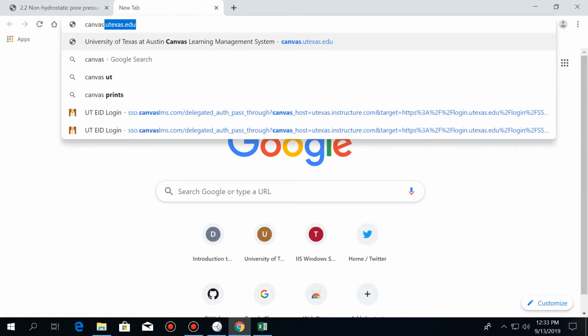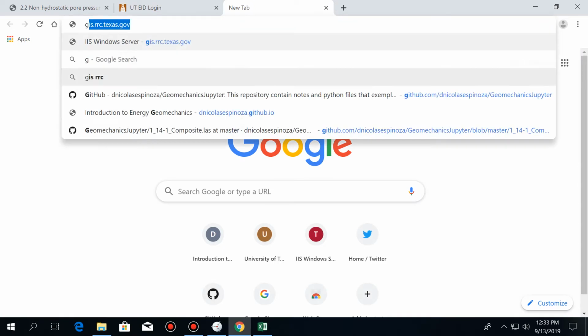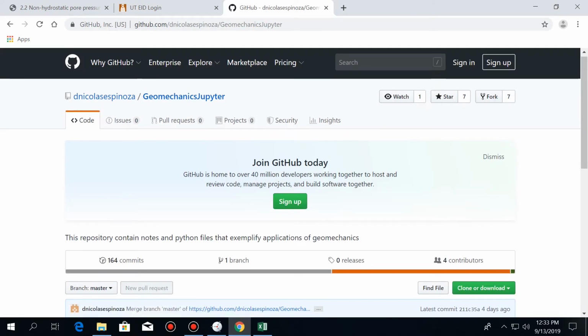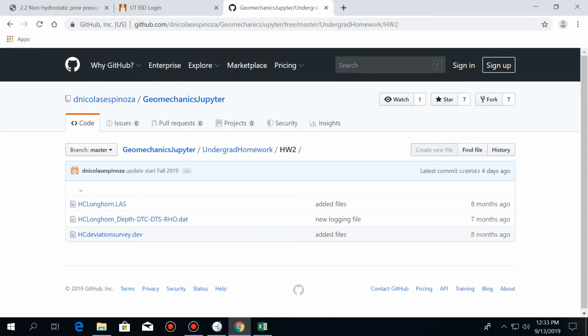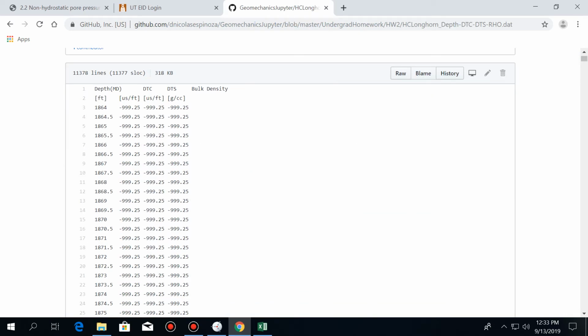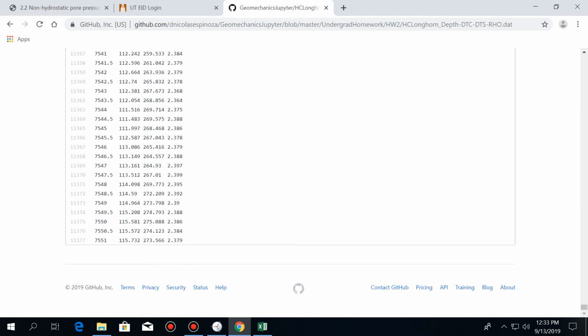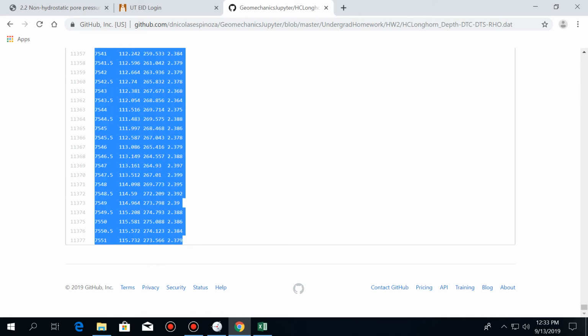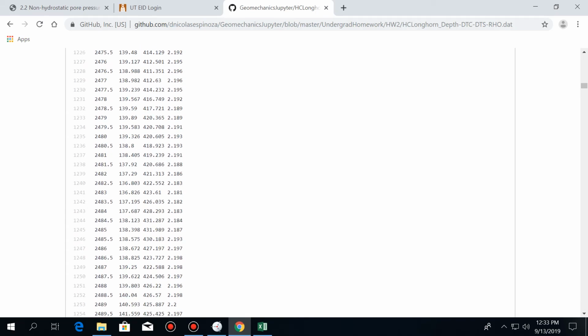For the last one, we need to download some data. I'm going to go the easy way here, and I'll go to undergraduate homework number 2, and I'm going to download this file. I forgot how to download these files, but let me see. If you want to download it, go all the way up. There's usually a download link, but when there is not, you can just right click and go to raw.